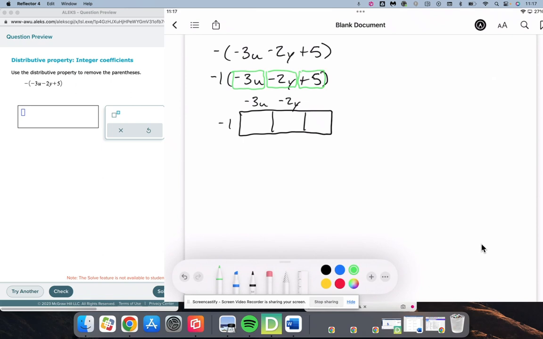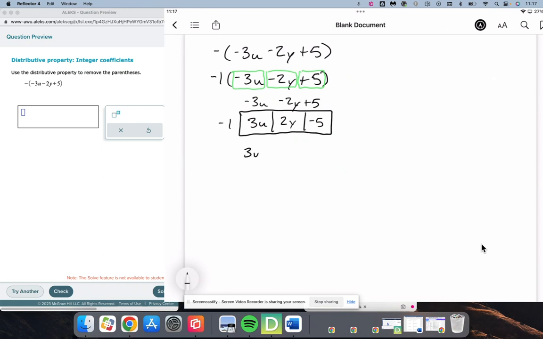And so that's just a +5. So -1 times -3 is going to be +3u. -1 times -2y is going to be +2y. -1 times 5 is going to be a -5. Now the answer to this distributive property problem is simply what's in the boxes. So we've got 3u plus 2y minus 5.